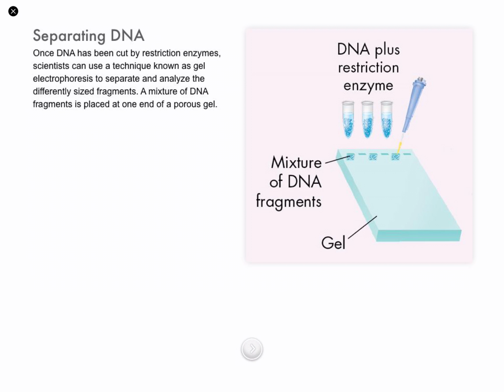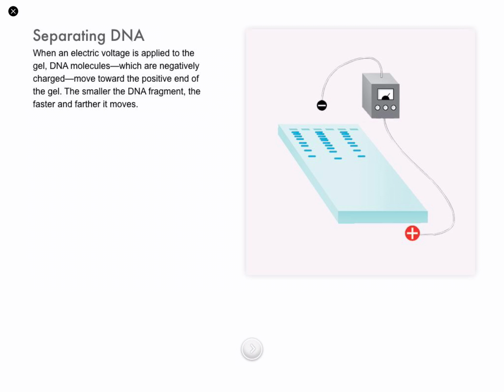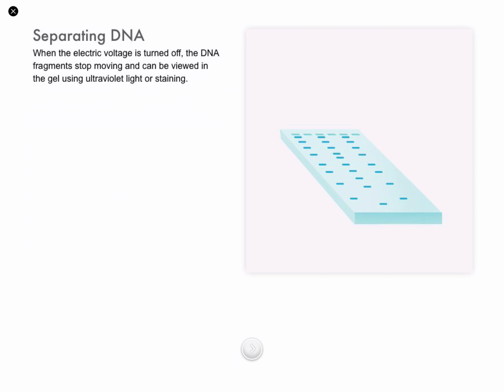Separating DNA. Once DNA has been cut by restriction enzymes, scientists can use a technique known as gel electrophoresis to separate and analyze the differently sized fragments. A mixture of DNA fragments is placed at one end of a porous gel. When an electric voltage is applied to the gel, DNA molecules, which are negatively charged, move toward the positive end of the gel. The smaller the DNA fragment, the faster and farther it moves. When the electric voltage is turned off, the DNA fragment stops moving and can be viewed in the gel using ultraviolet light or staining.